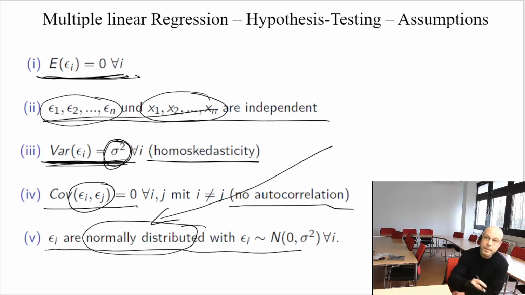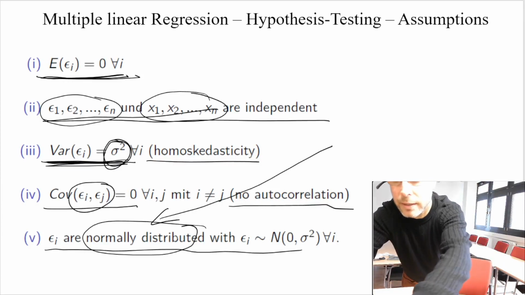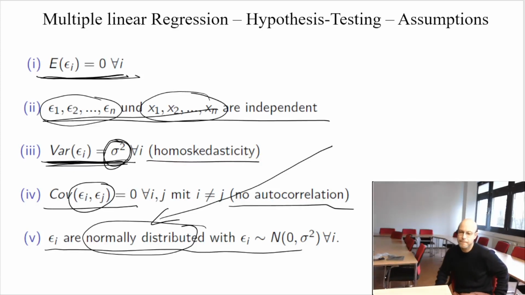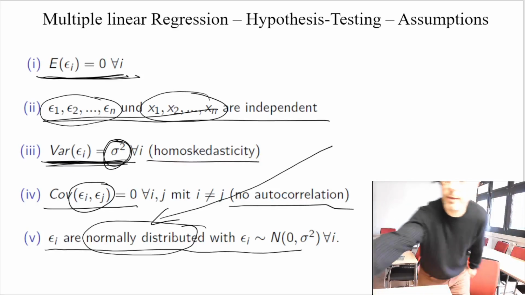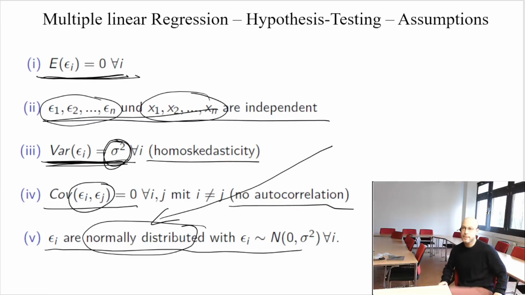What could be the argument that this is a practicable assumption? Because we really know that in general we don't know what the distribution of our errors is. And I think this you have already heard in other statistic courses.